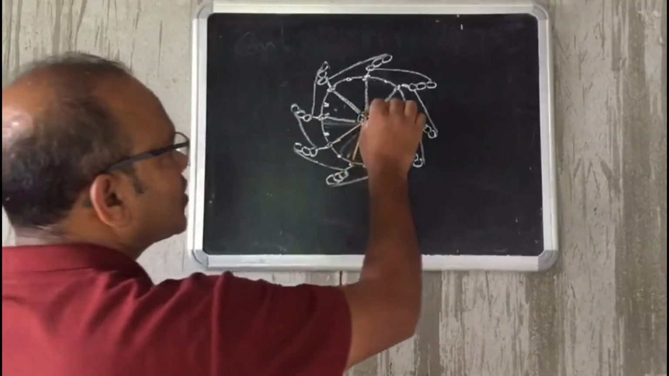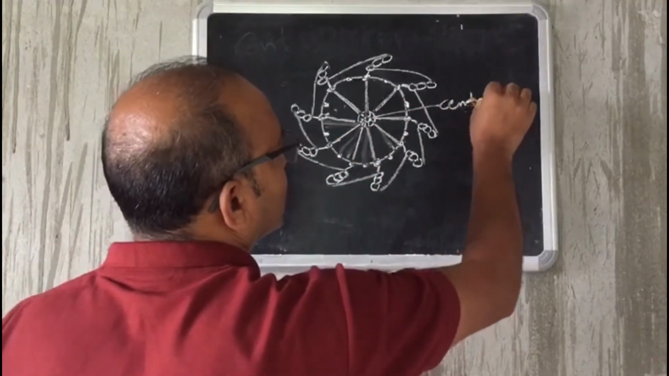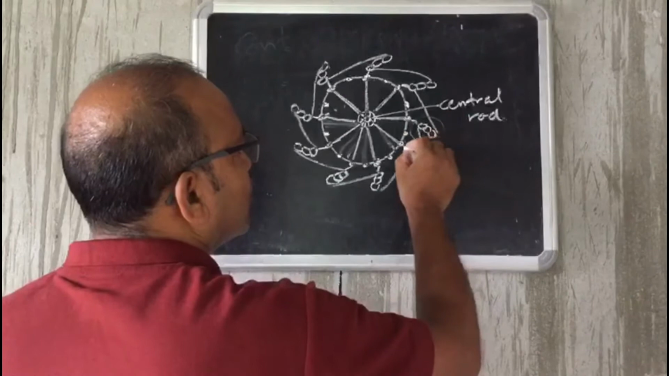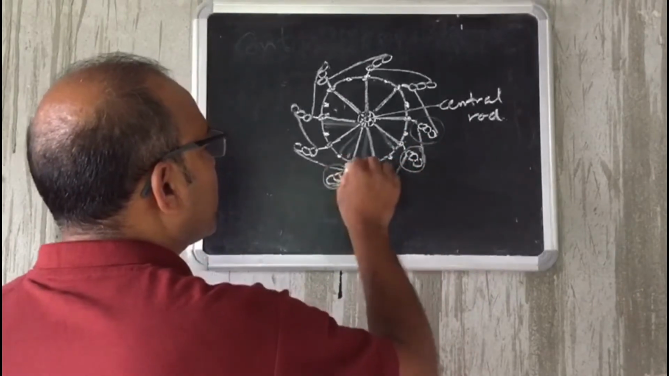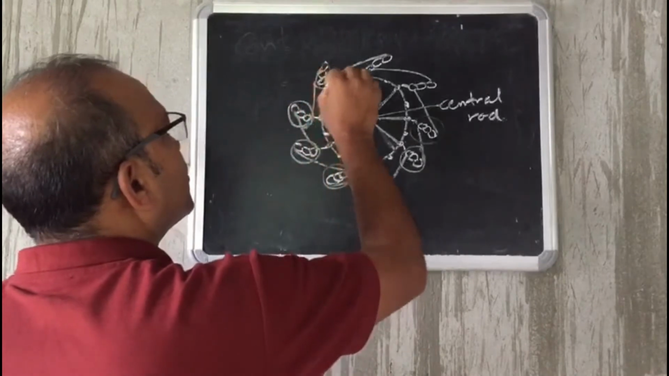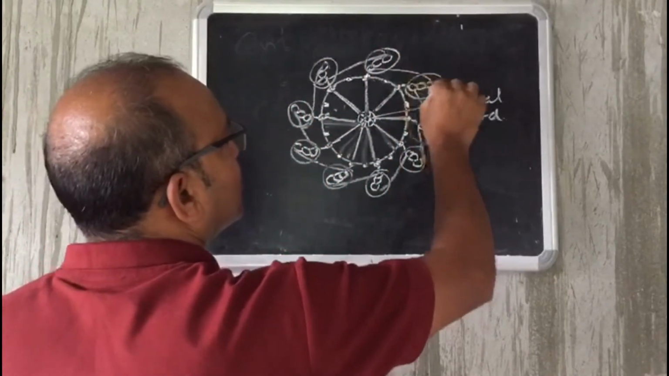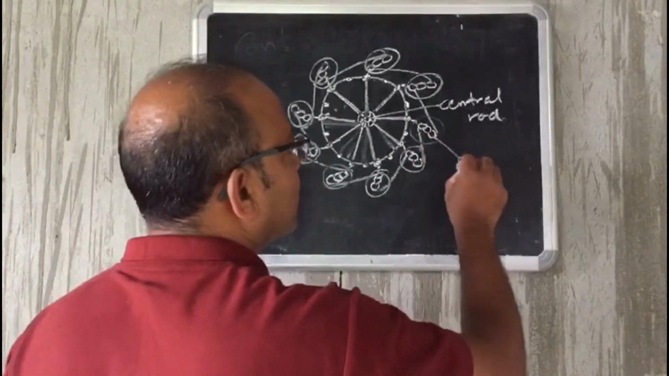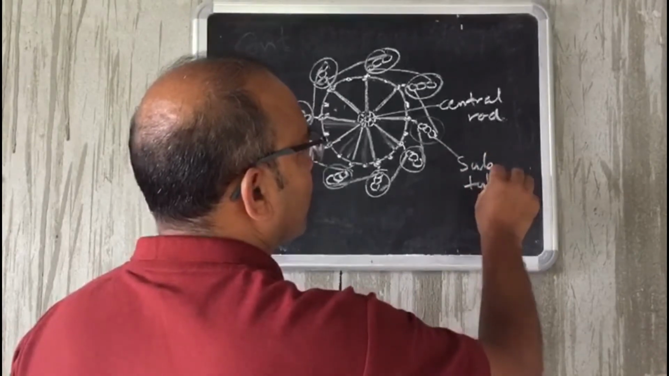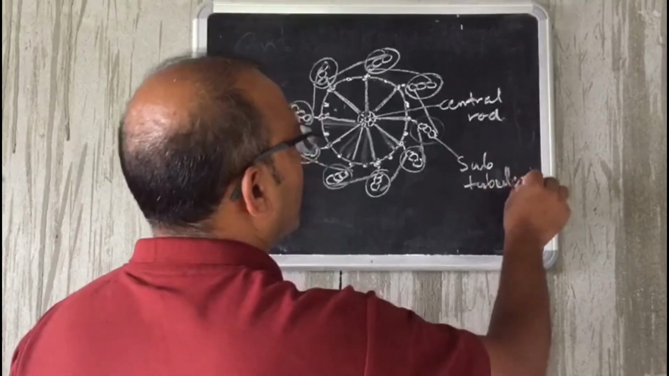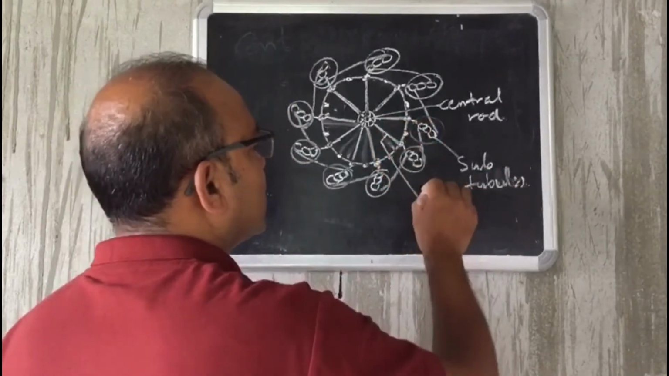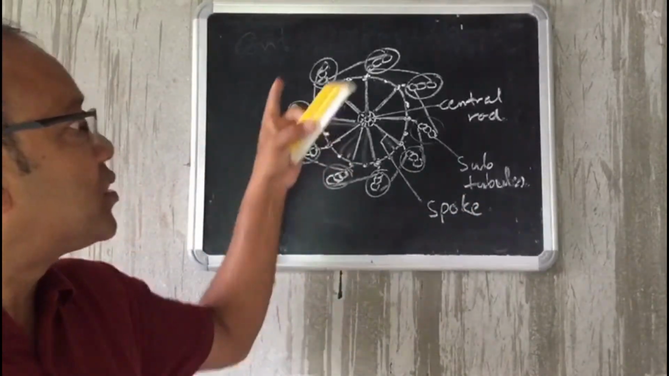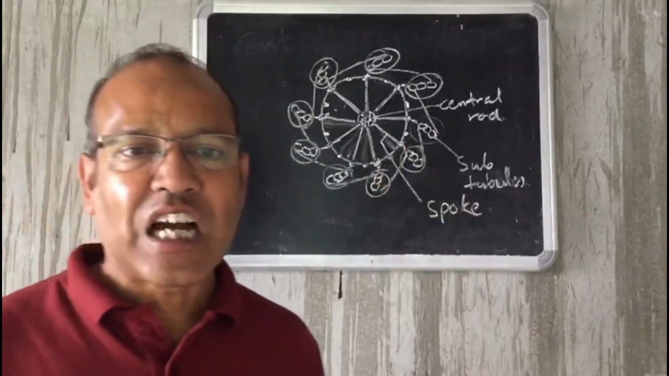What we have at the center is the central rod. Then these are the peripheral tubules, which are further made up of 3 subtubules. These are the subtubules. And these are the spokes. So here what we see is this centriole looks almost like a cartwheel, right?